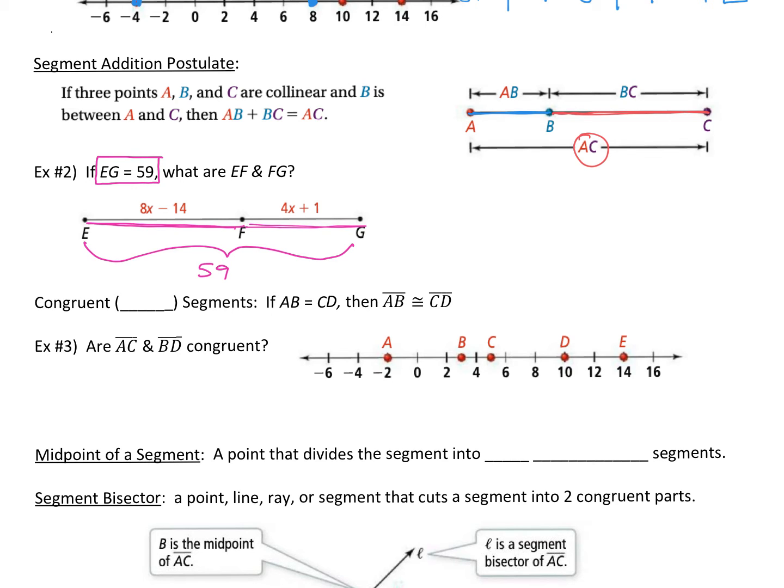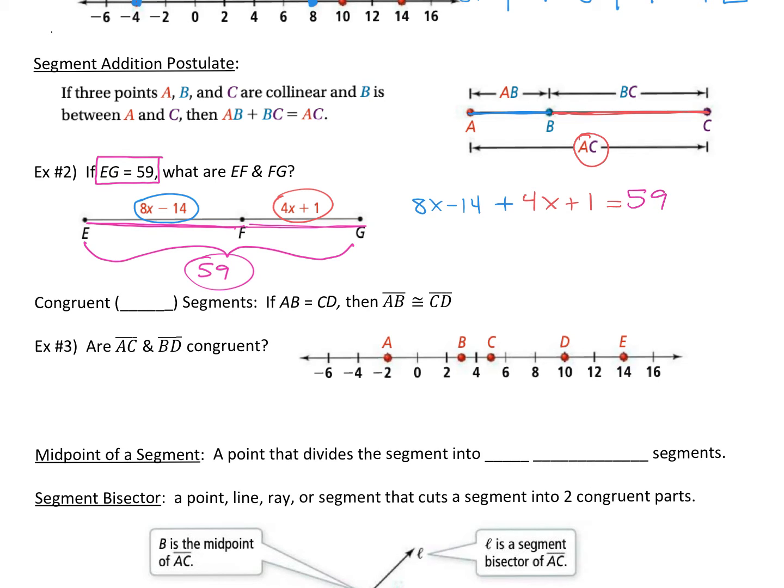What you're going to do with that is you are going to take the two parts, add them together, and set it equal to the whole thing. So one part here, 8x minus 14, plus the other part right here, 4x plus 1, right? Add the two parts together, set them equal to what? 59, the whole thing.